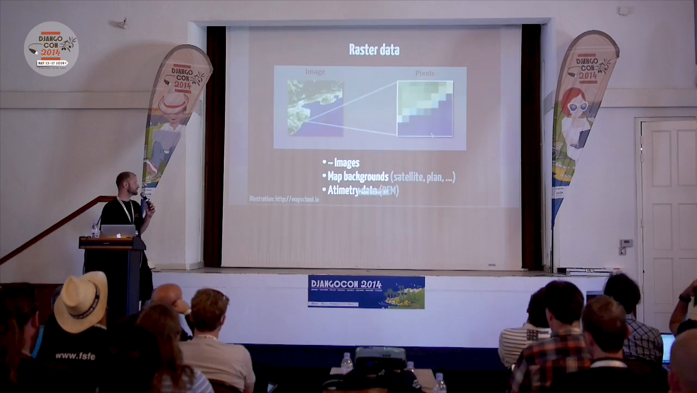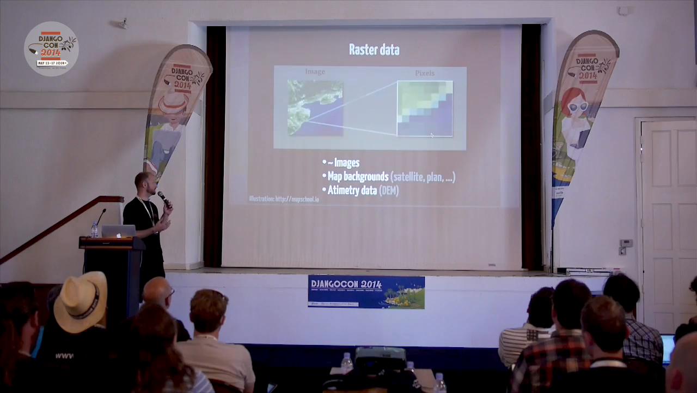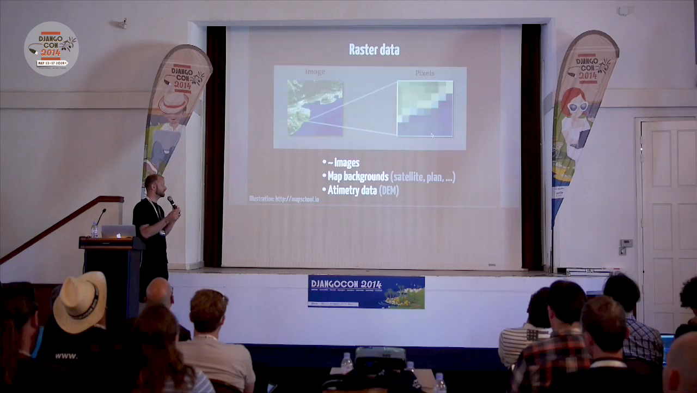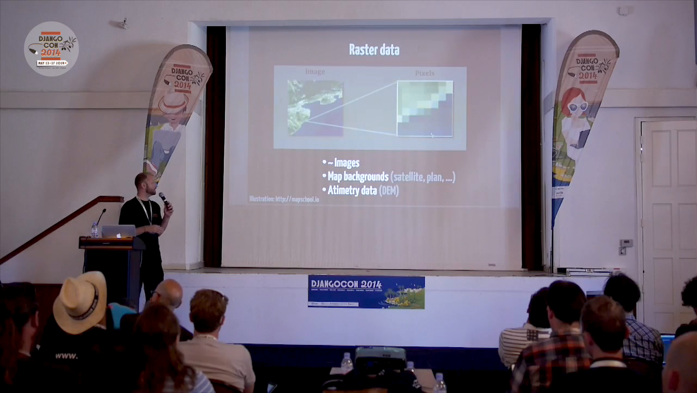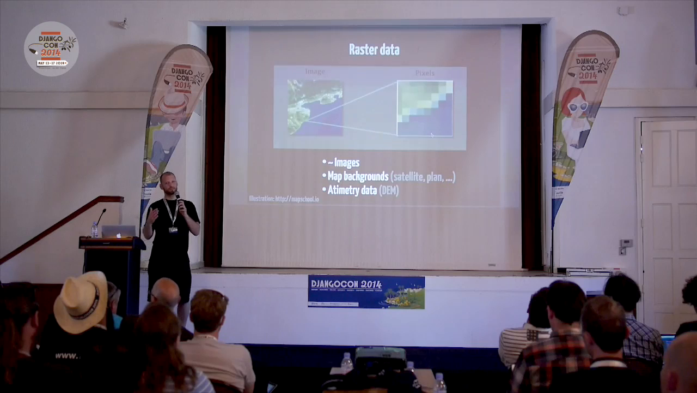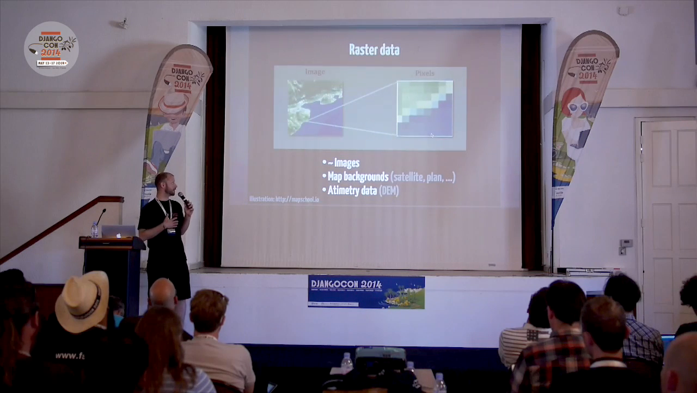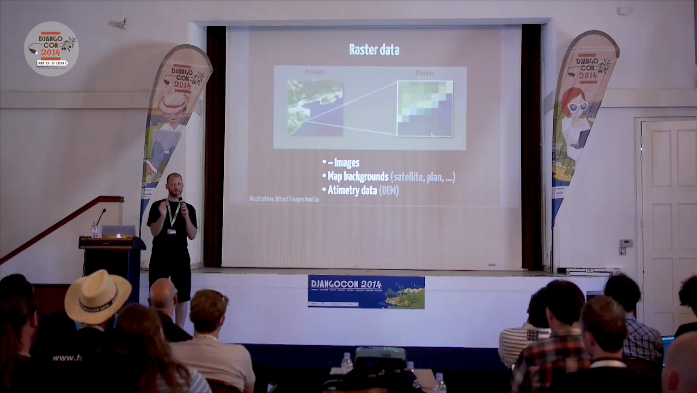The other kind of data is raster data, which, as opposed to vector, is a set of cells, like pixels. So you basically remember them as images, and that's it. Of course, you can think of them for displaying map backgrounds, but they also can store altimetry data, where each pixel will store the elevation of the terrain you sample.